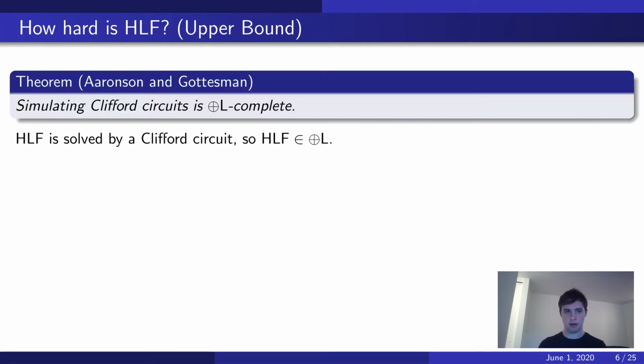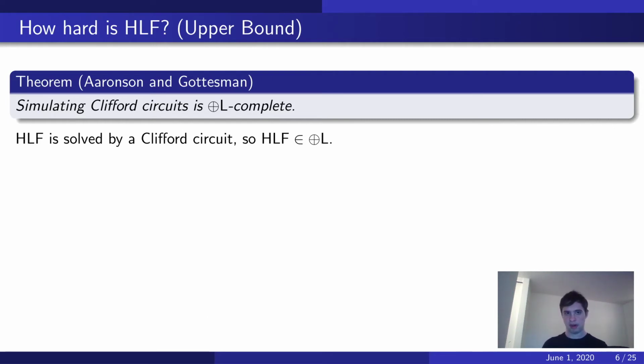So, there's this theorem of Aaronson and Gottesman that simulating Clifford circuits is parity L complete. And everything we just saw is Clifford. We start in a stabilizer state, we apply CZ gates, and then we measure in a Pauli basis. That's perfect. So all of this can be simulated in parity L.